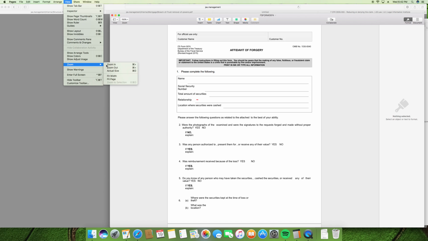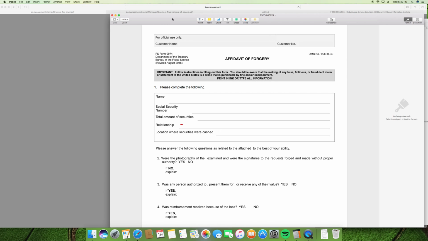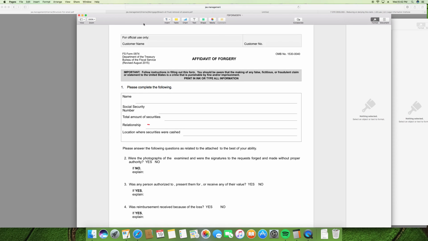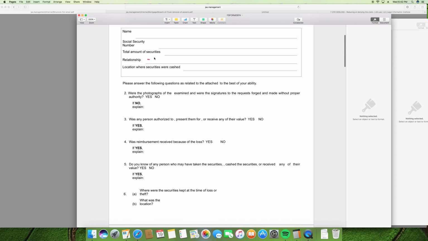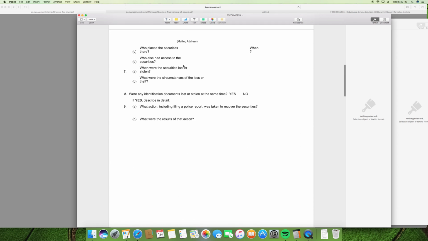This is an OMB form. I found this form while I was trotting through, and I showed you this form before. It's an FS form 0974. It's a Treasury form, from the Bureau of the Fiscal Service. It's an affidavit of forgery for security, right? All of these things are securities. You can identify the security by numbers and everything else.